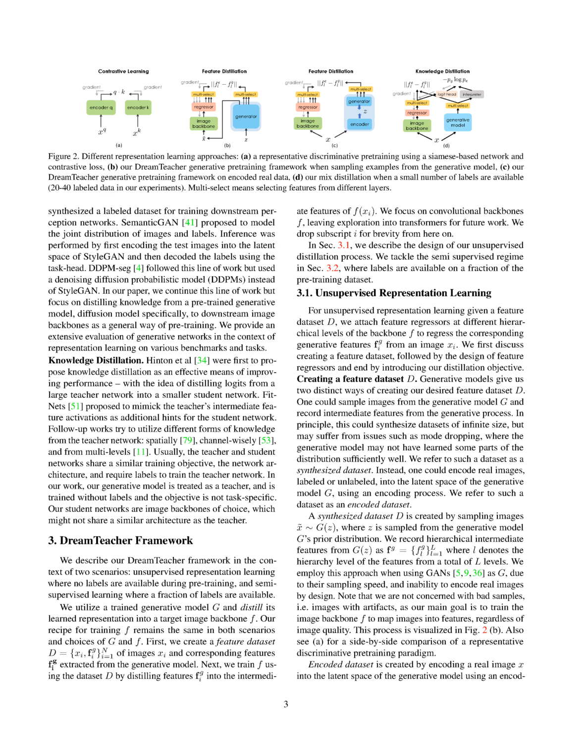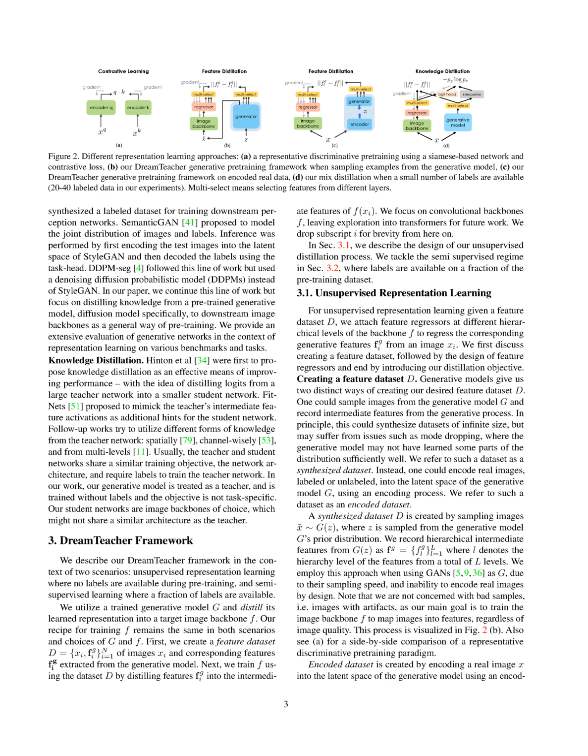The first step is to create a feature dataset, denoted as D, which consists of images and their corresponding features extracted from the generative model. Then, we train the image backbone using this dataset by distilling the features from the generative model into the intermediate features of the image backbone. We mainly focus on convolutional backbones, leaving the exploration of transformers for future work.